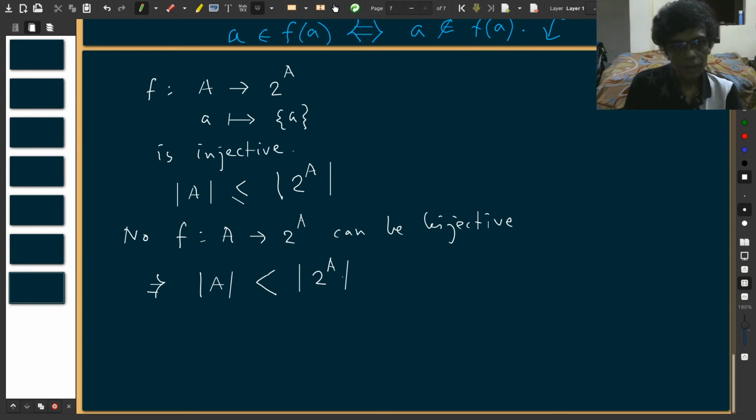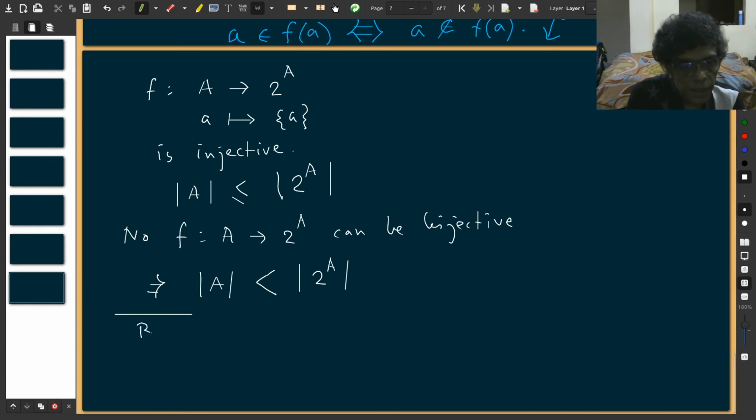Okay. So now, in order to see why I call this a diagonalization proof, let me once again import a picture. But let me introduce a notation. Let B be a subset of A.